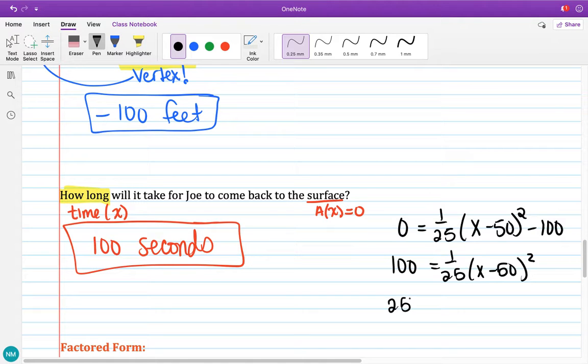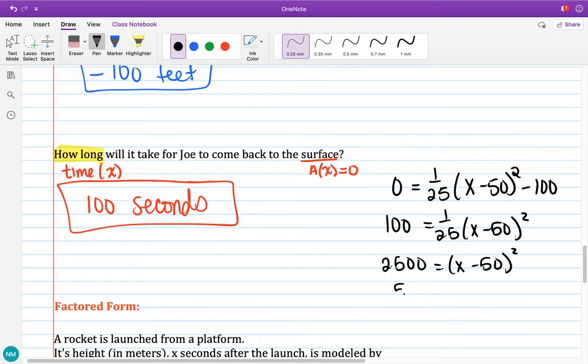Multiply by 25, so I'd get 2,500 equals (x - 50) squared. Take the square root. I would have gotten 50 equals plus or minus (x - 50), and then I would have added 50 to positive 50 and negative 50. And I would have gotten 0 and 100. So that's just how you would do it algebraically.